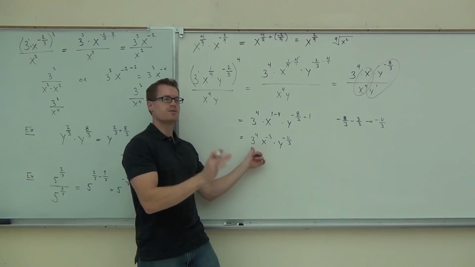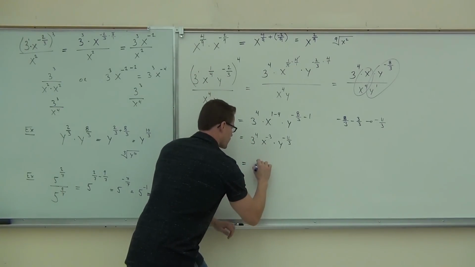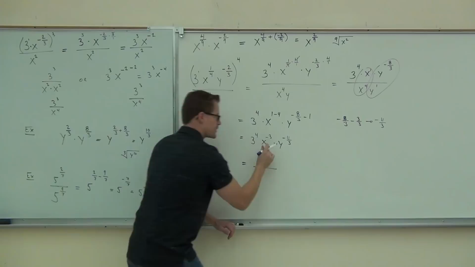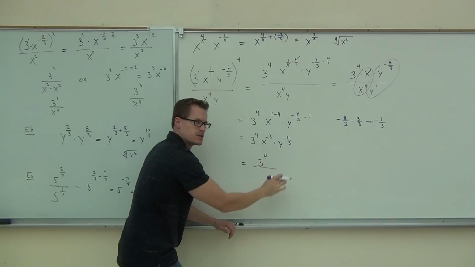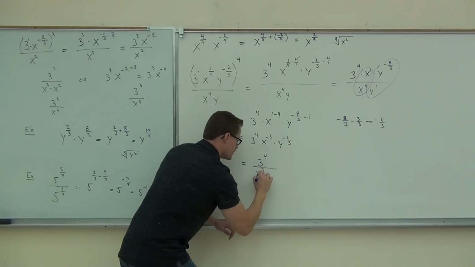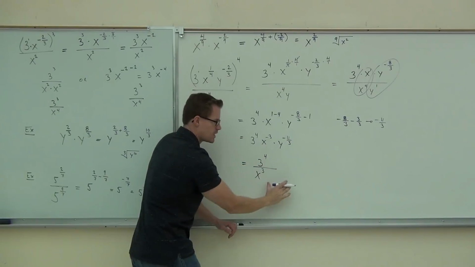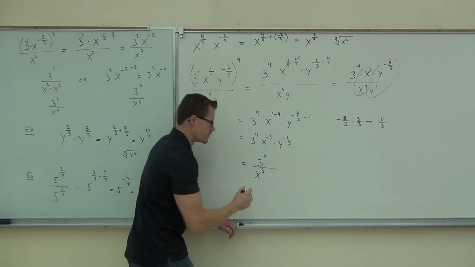The 3 to the 4th, we're going to leave that. But the negative exponent, we're going to drop that to the denominator, thereby changing that to a positive. The y to the negative 11/3, we're going to drop that to the denominator, making that a positive exponent.